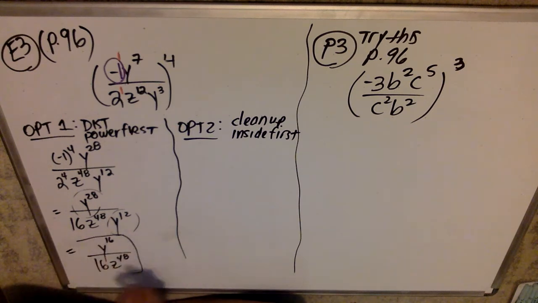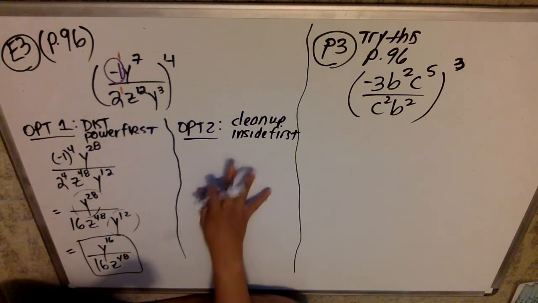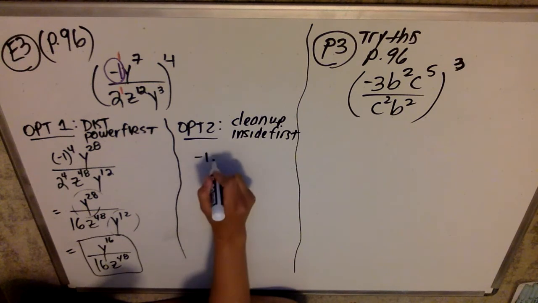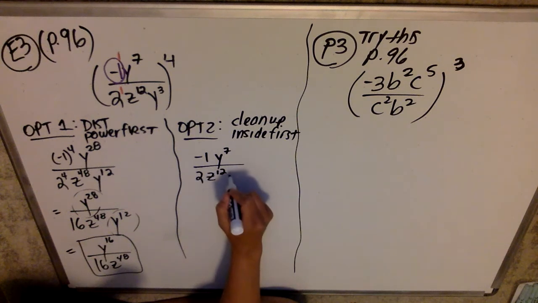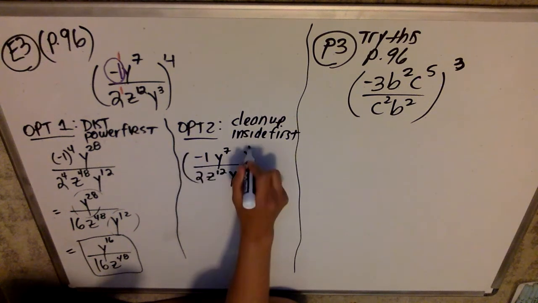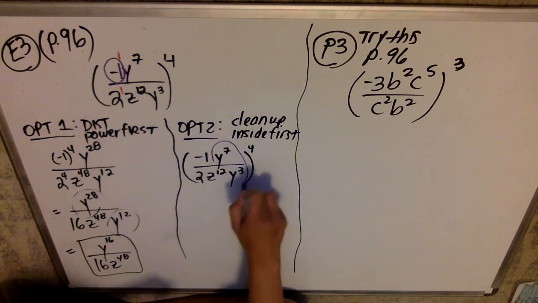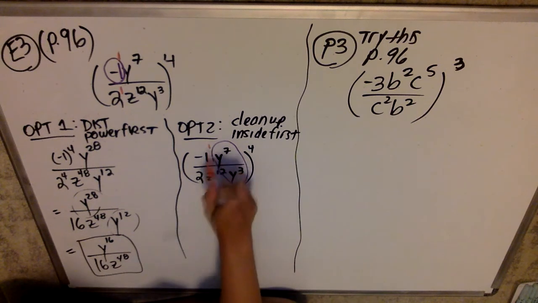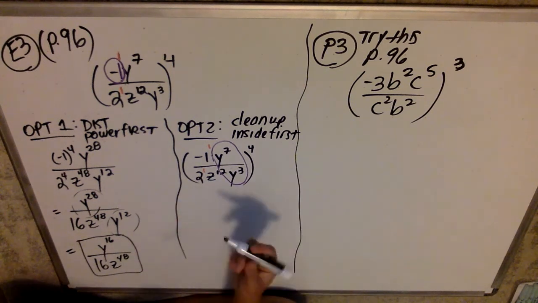So that's one way to do it. If you went the other direction, and again, I'm not judging which of these is better, I just want you to understand that it doesn't matter which of these two you do. If you decided to clean up the inside first, the first thing you would have done with this -1 times a y to the 7th over a 2z to the 12th y to the 3rd, right? To clean up the inside, the only thing you can really do is put the y's together, right? So you can clean these guys up, right? Again, keep in mind that these numbers have exponents of 1 on them, right? So when I now distribute that power of, let me clean up first.